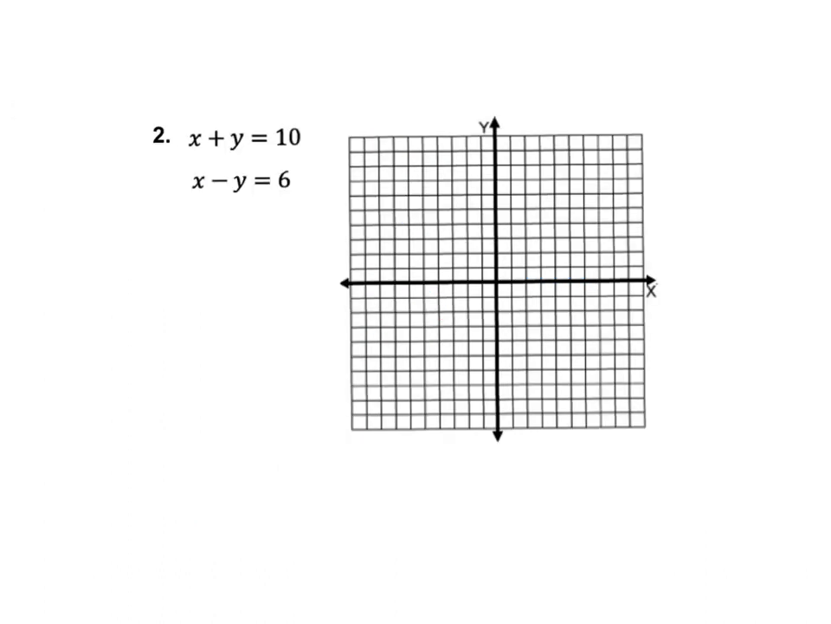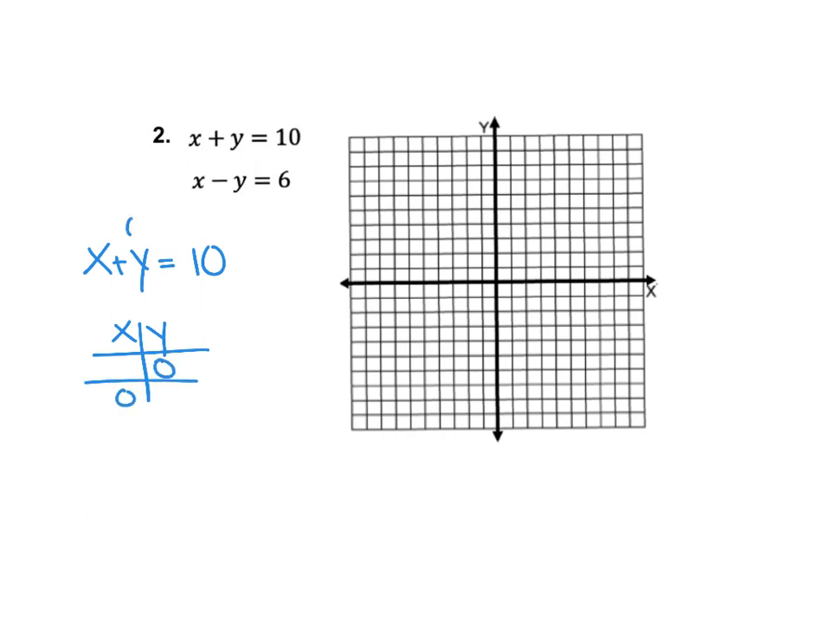All right, number 2. I have x plus y is equal to 10 and x minus y is equal to 6. Well, this one, I think the easiest way for me to graph this one, I could certainly solve for y, but I'm going to graph this using the intercepts. So I'm going to take my x plus y is equal to 10, and I just need the 2 points, and I'm going to plug in the 0 and the 0.